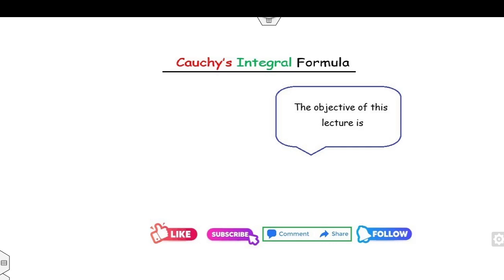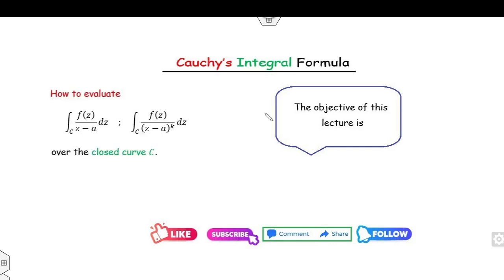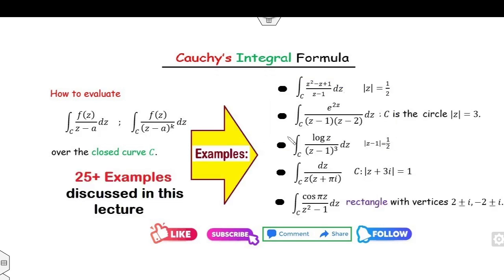What is the objective of this lecture? That is the most important thing. Our target is to evaluate the integration over the closed curve C. The question arises is how we can find the value of such kind of integration. I will explain this lecture with the help of 25 examples, and after the completion of the 25 examples I will give you 10 plus examples as an exercise so that you can firstly understand the concept and then solve the 10 plus examples at the end of this lecture.